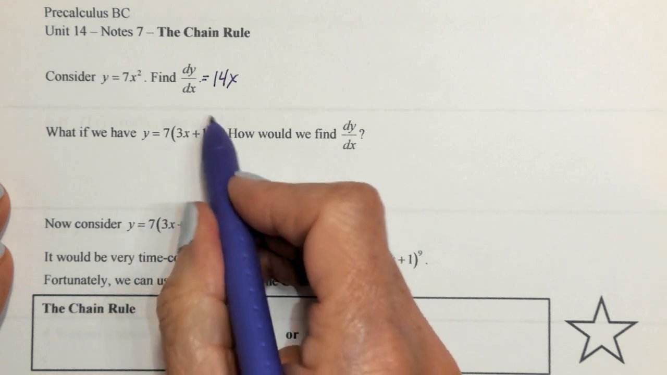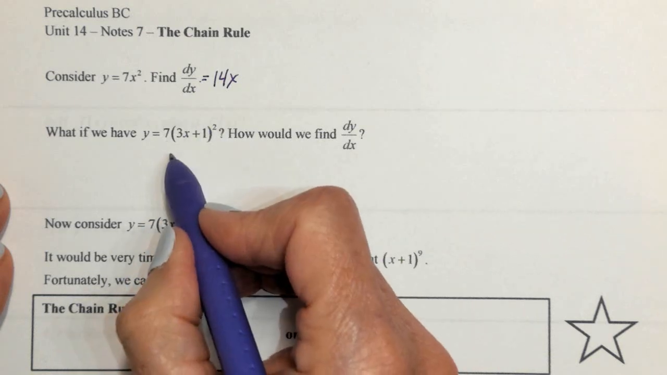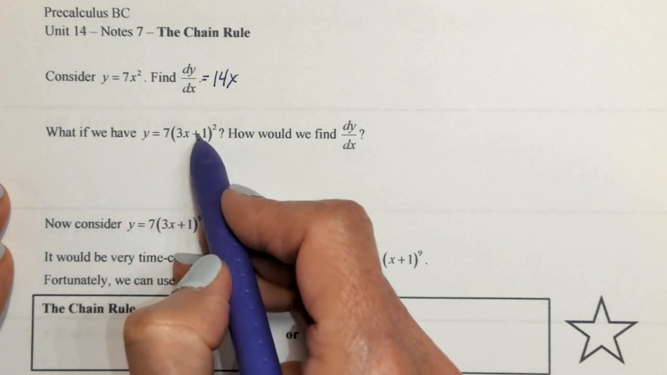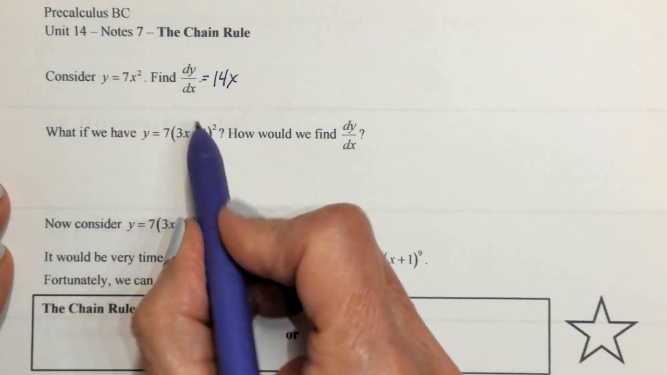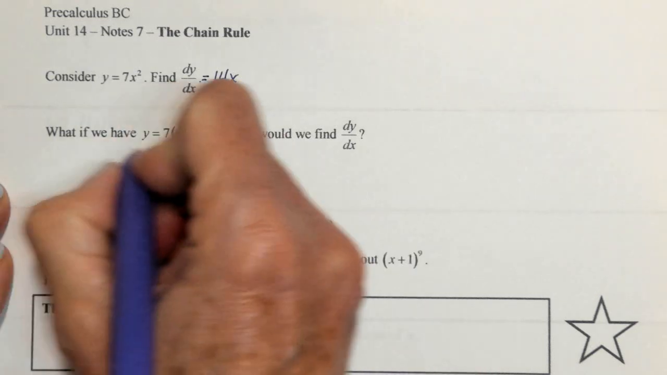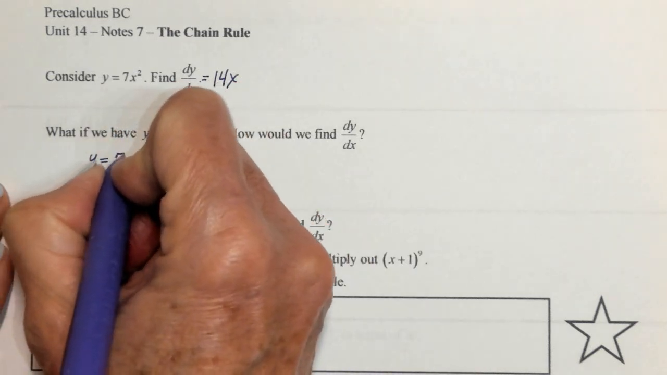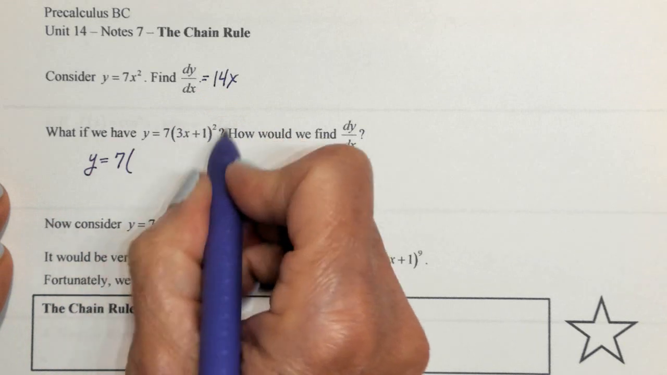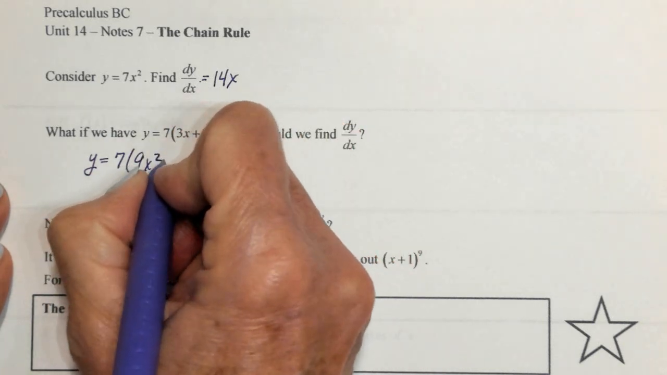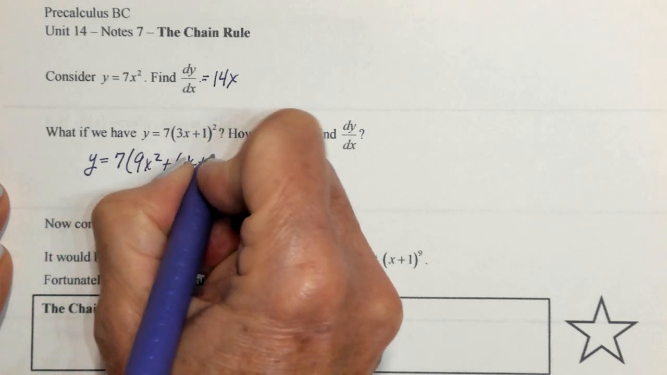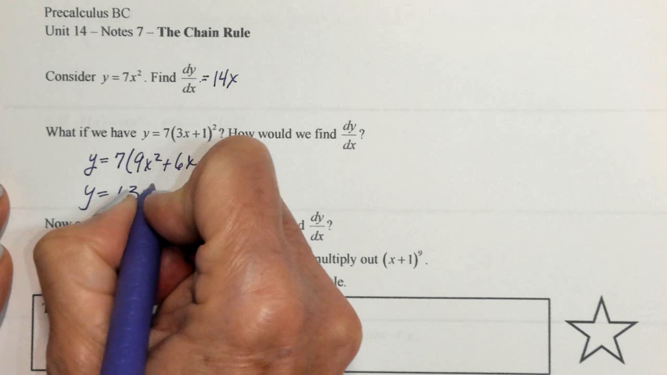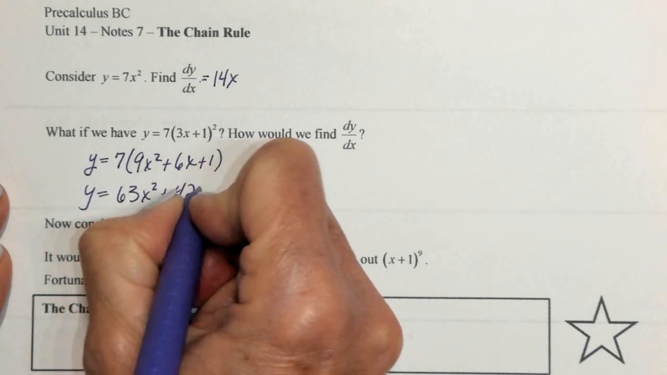Not a problem, little power rule. What if, though, we had this function? How would we find dy dx? It's very similar, except instead of being x squared, it's (3x plus 1) squared. Well, this wouldn't be too bad. We could just FOIL this out, right? Multiply, distribute this out. We would get 9x squared plus 6x plus 1. And then we could distribute that 7 through. Not too hard to do.